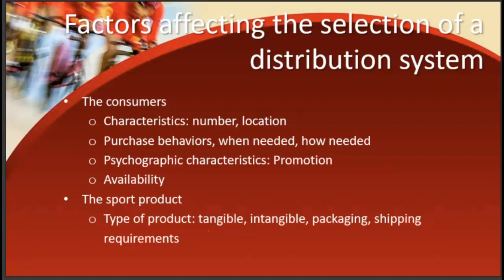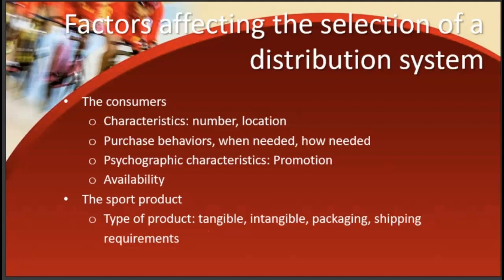Customers also include the number and location of people. If a lot of people live in big cities, the marketer would possibly like to sell through third parties, selling to the retailers and reaching out to the customers. A lot of the time that relates to purchase behavior, when and how they need the product, and also their psychographic characteristics in terms of promotions. And also availability. These are other factors that will impact the selection of the distribution systems, including the sports product itself.